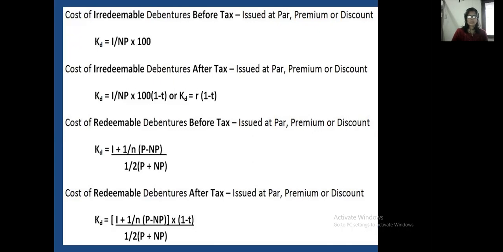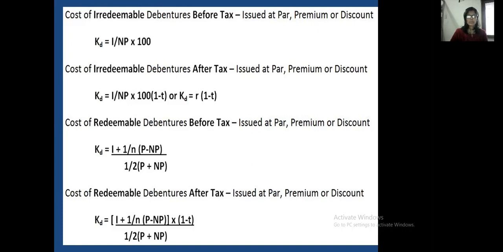And next, cost of redeemable debenture before tax. First we discussed irredeemable debenture, now we are talking about redeemable debenture. In redeemable debenture, Kd equals (I plus 1 upon N (P minus NP)) upon 1 upon 2 (P plus NP). So cost of redeemable debt after tax issued at par, premium, or discount: Kd equals (I plus 1 upon N (P minus NP)) into (1 minus T) upon 1 upon 2 (P plus NP).